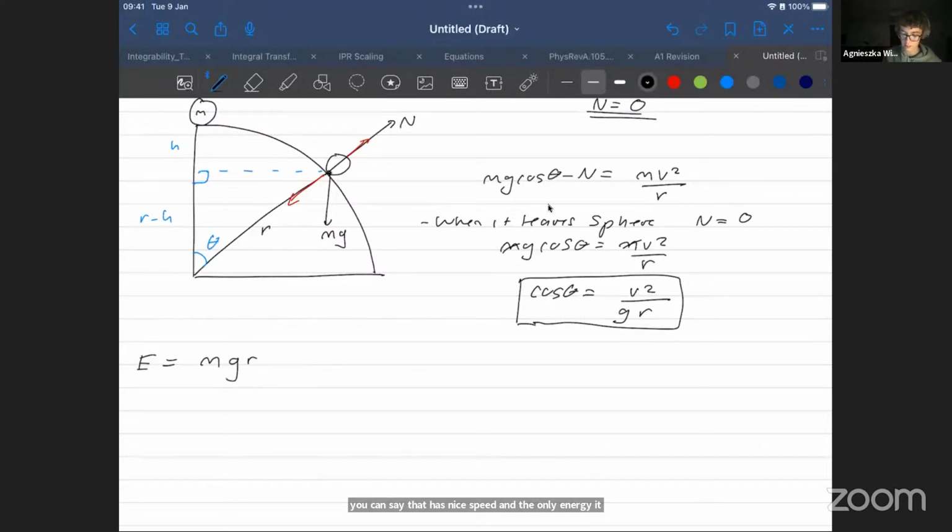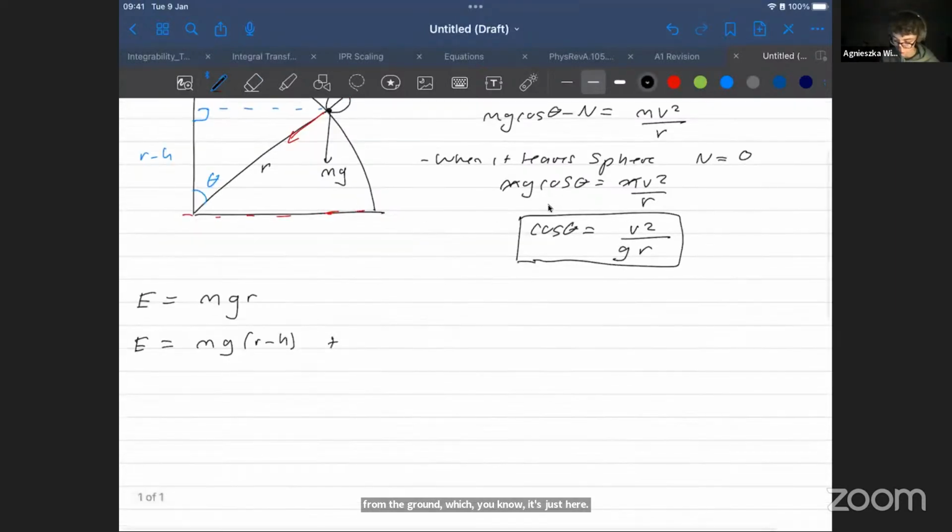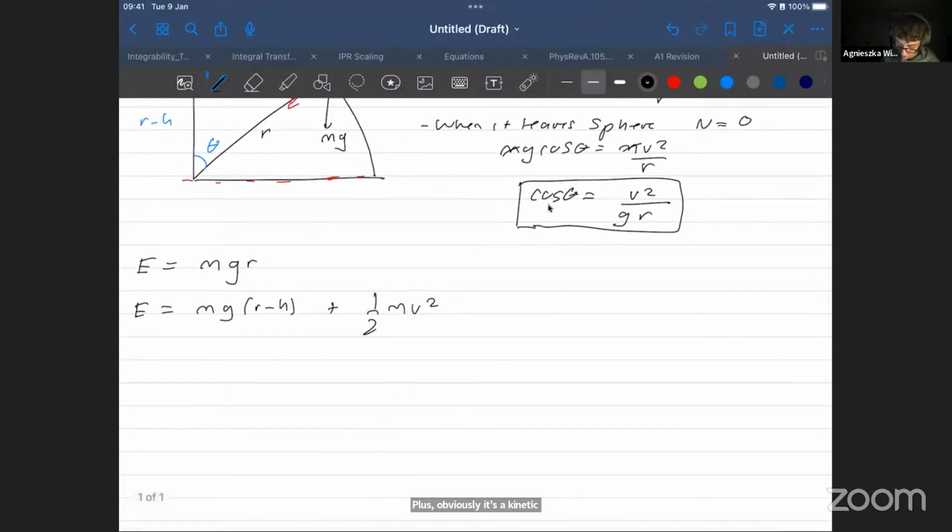When it leaves, it's going to have energy equal to the gravitational potential energy, which is mg times r minus h, because that's how far it is from the ground, plus, obviously, its kinetic energy, which is a half mv squared. We can equate these and get mgr is equal to mg(r minus h) plus a half mv squared.